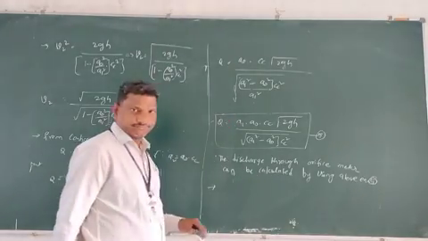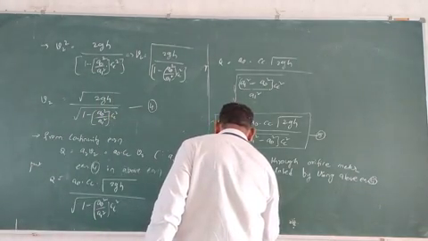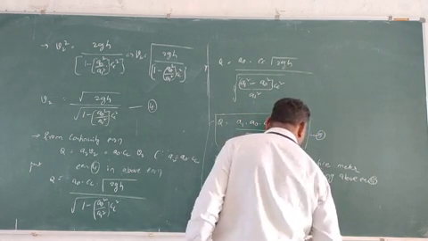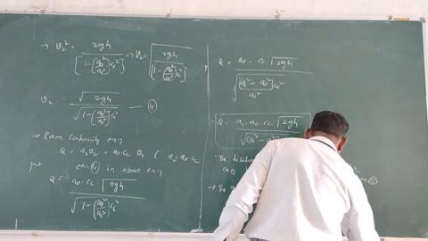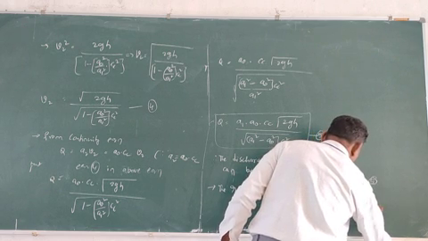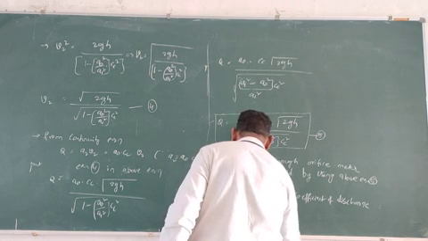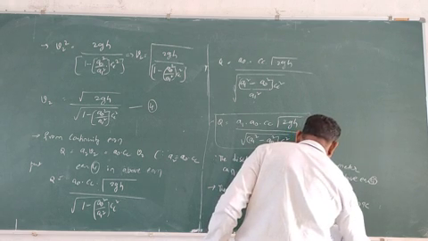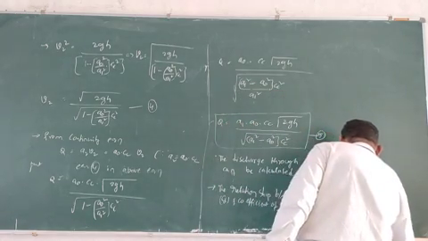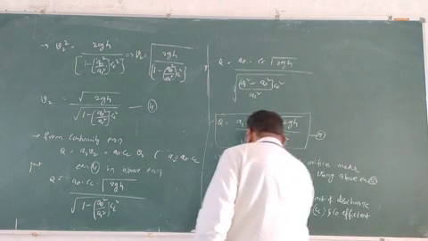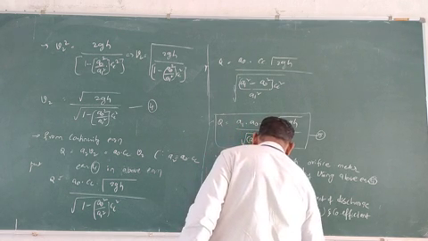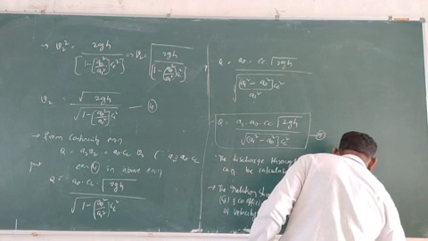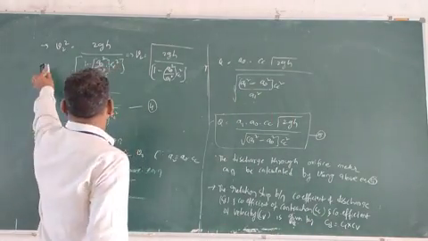And one more piece of information: the relationship between the coefficient of discharge CD, the coefficient of contraction CC, and the coefficient of velocity CV. CD is equal to CC into CV.